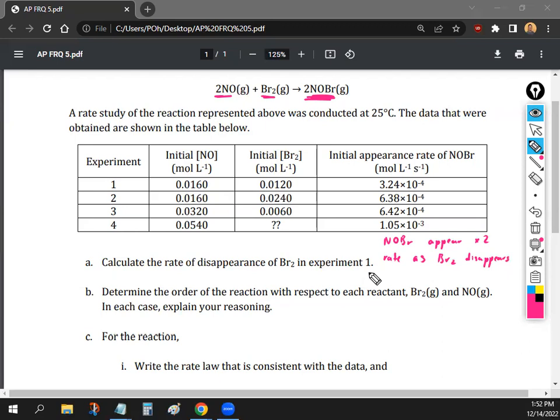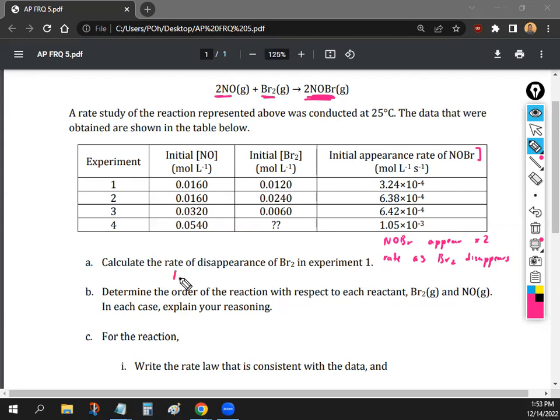Now, the reason why we want to compare with NOBr is because that's the one that we have the numbers for. So after that, it's pretty simple. As long as we can see the appearance rate of NOBr, we just need to divide it by 2, and that's going to give us the rate of disappearance of Br2. If you take a look at these values, we can just pick one of them and then divide it by 2. So let's divide this value by 2.